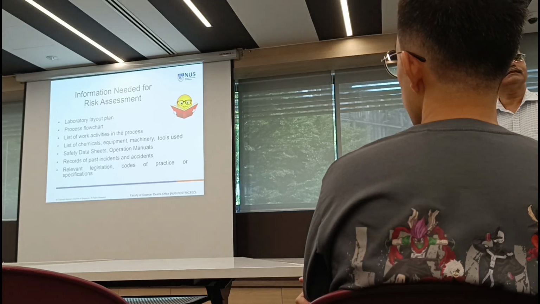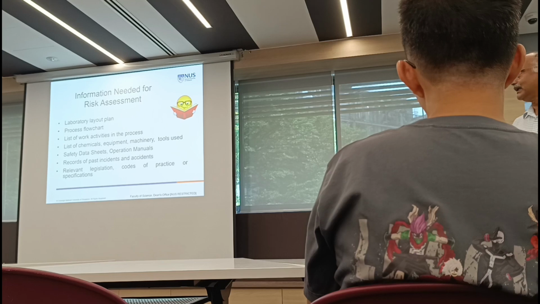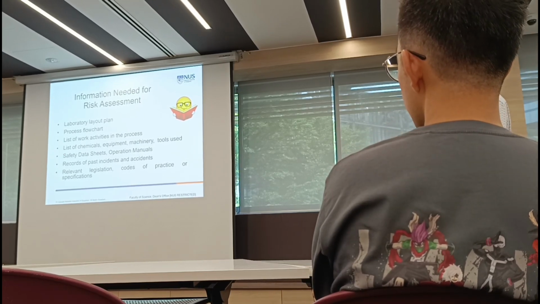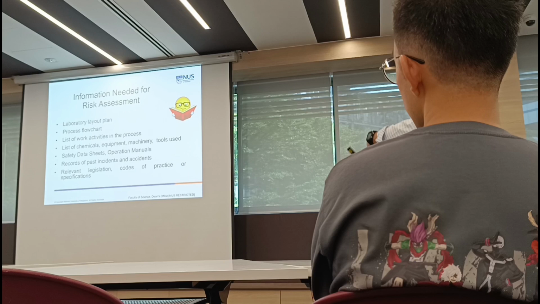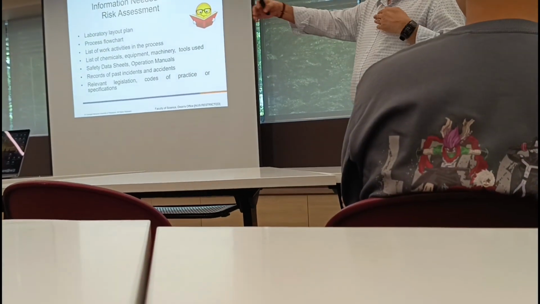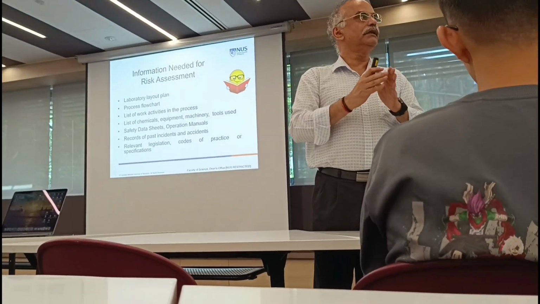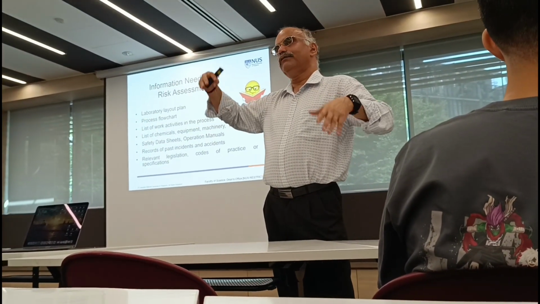And the process flow chart is your reaction sequence, your project experiment sequence, what you want to do in the lab, right? List of work activities in the process. So what are the steps involved in the process? List of chemicals, equipment and machinery tools used. So what kind of glassware you need, what kind of heating system you need, what kind of other workup procedures, are you going to use a column, etc. All these things you should think all the way through, not just setting up a reaction. The risk assessment should be covering the entire experiment, right? Starting from the end.